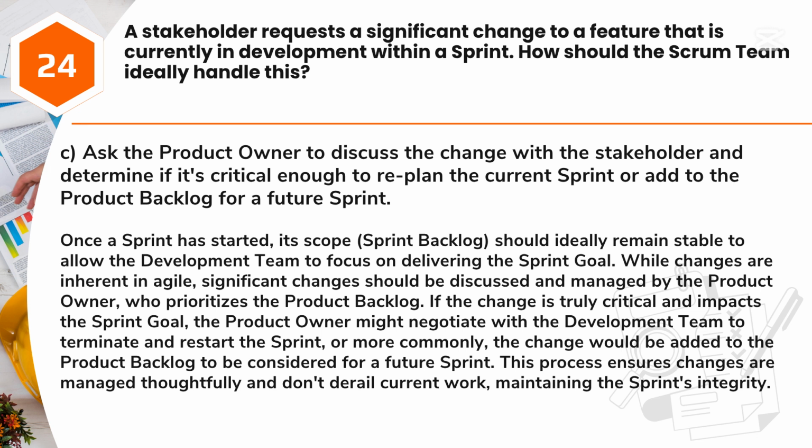If the change is truly critical and impacts the sprint goal, the product owner might negotiate with the development team to terminate and restart the sprint, or more commonly, the change would be added to the product backlog to be considered for a future sprint. This process ensures changes are managed thoughtfully and don't derail current work, maintaining the sprint's integrity.